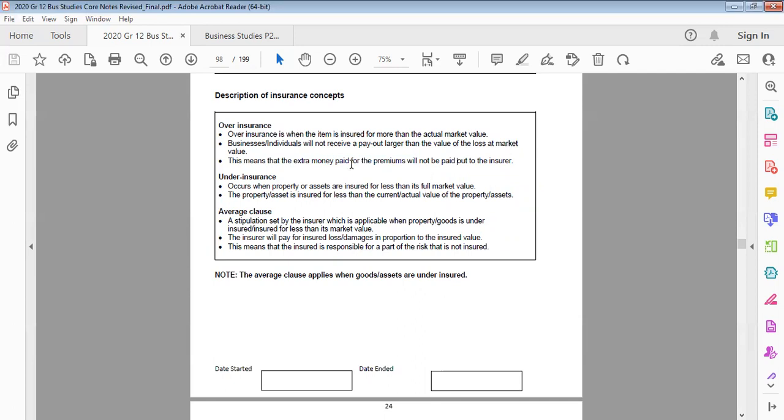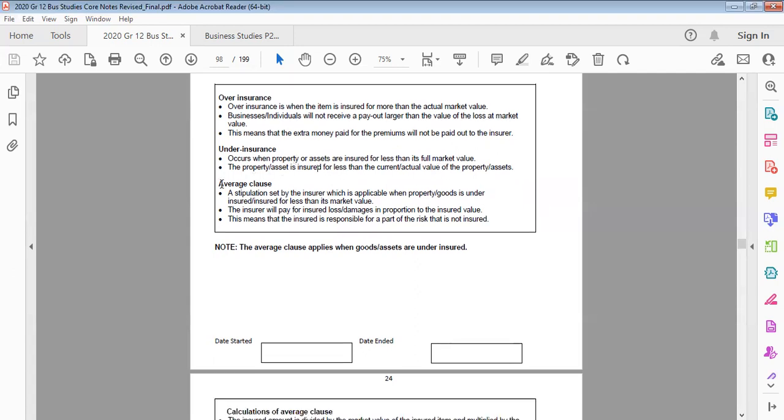Okay. With under insurance, you are now paying to protect or cover the asset only by a portion. You are insuring it for less than its market value. The property or asset is insured for less than the current or actual value of the property or assets. Okay, all good.